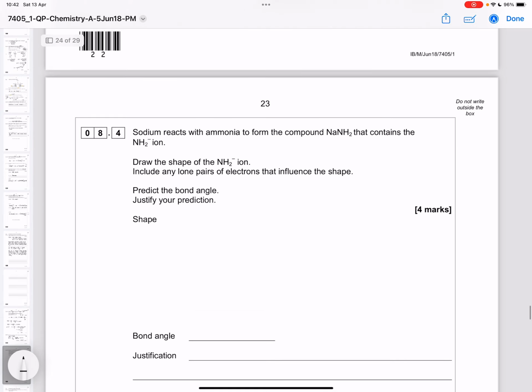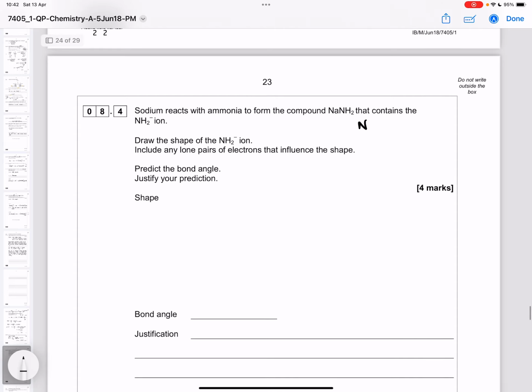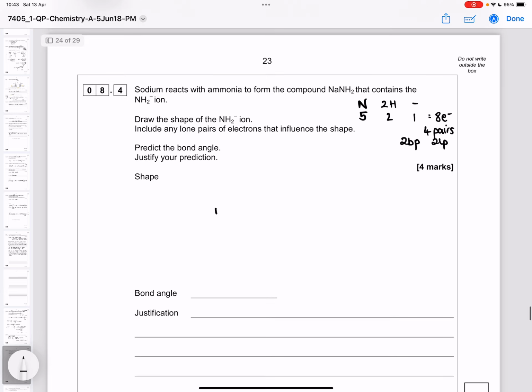Last part of this question asks us about shapes. Sodium reacts with ammonia to form the compound NaNH2 that contains the NH2 1- ion. So let's have a look at this. We've got nitrogen in group 5. We've got 2 hydrogens, each bringing 1 electron, so that's 2 electrons, and we've got a minus charge bringing another electron. So in total we have 8 electrons around the nitrogen, or 4 pairs, but we've only got 2 things to bond to, 2 hydrogens to bond, so we must have 2 bond pairs and 2 lone pairs, which means this is the same shape as water.